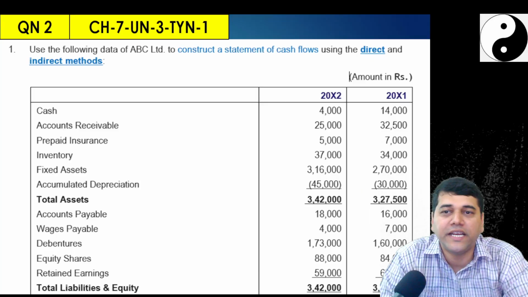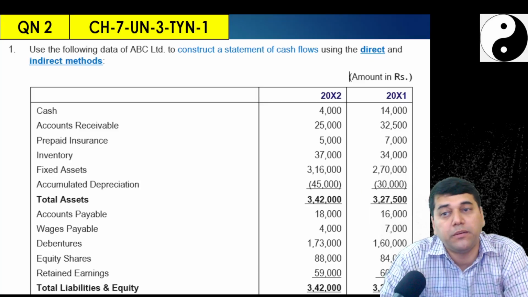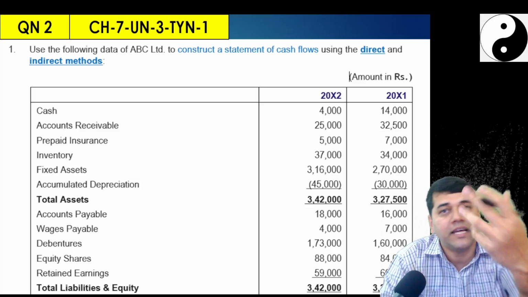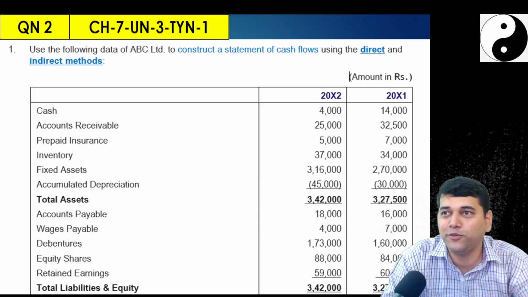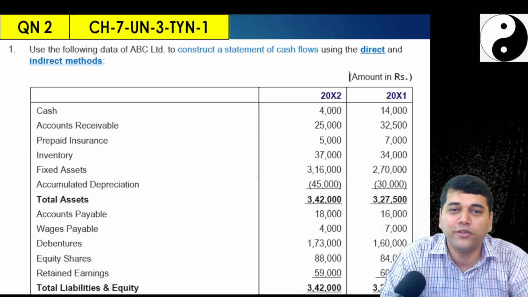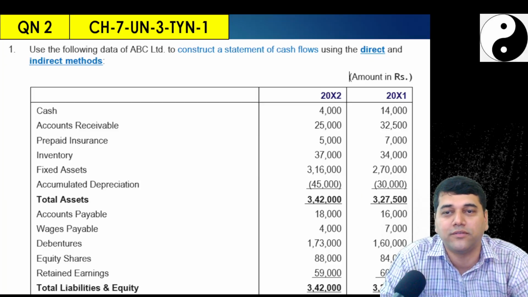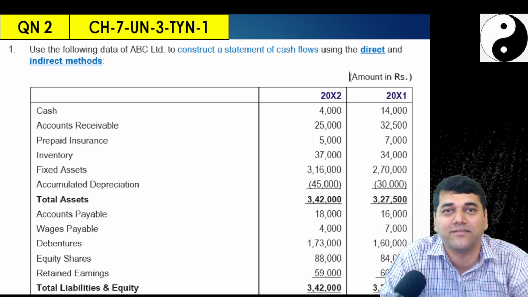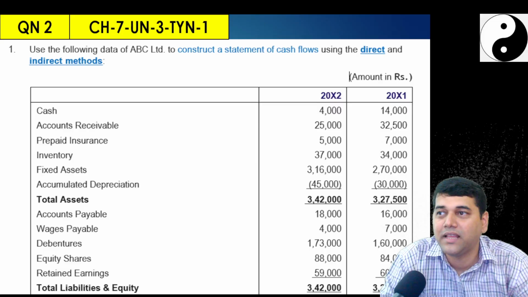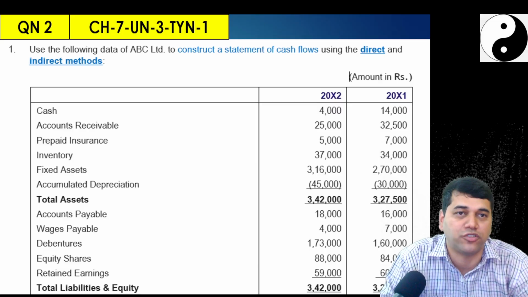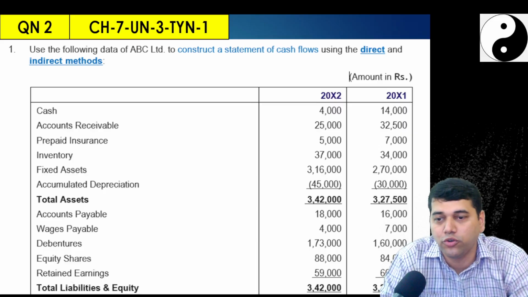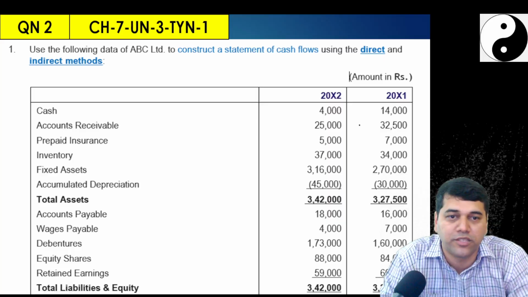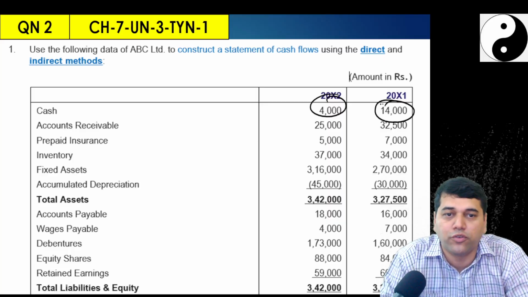Use the following data of ABC to construct a cash flow statement using both direct and indirect methods. So indirect I will do, since direct you have learned now. I expect you find it simple, right? So what you need to do? This time they didn't give you a cash account. This time they gave you a balance sheet, and they asked you to prepare the cash flow statement under the direct method. So ultimately you have to give the reconciliation between 14,000 and 4,000.